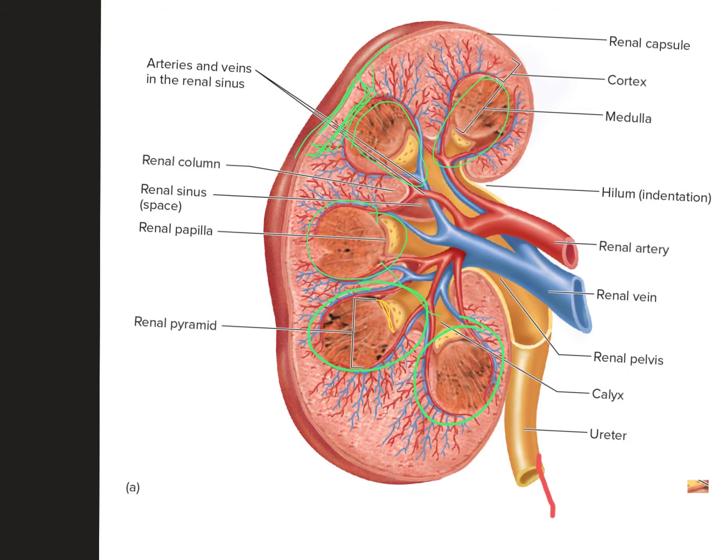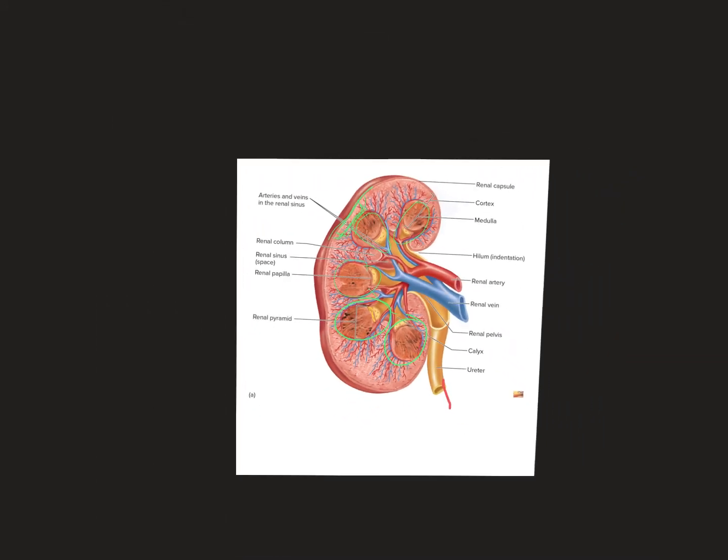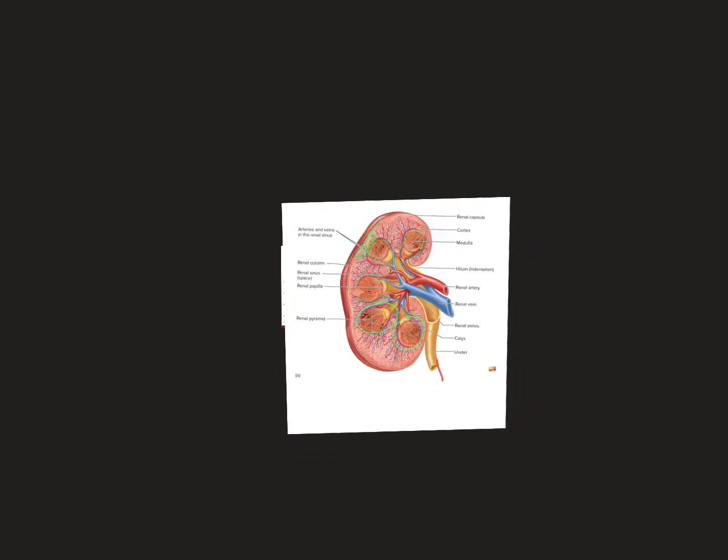Okay? So we are going to get all the way down into the tiniest detail of how we make a drop of urine. Okay? But for now, we're going to start with sort of the larger structures. So, does anybody have any idea where urine is actually produced in the kidneys?